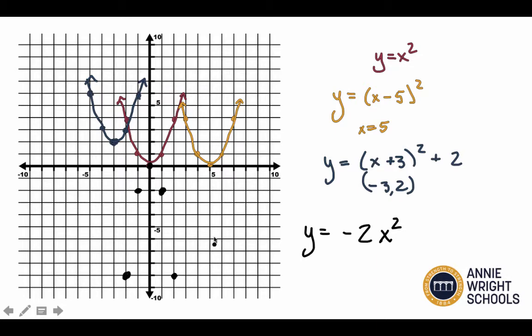Now why am I going down 8? Over 2, square that, that's 4. Take 4, multiply by negative 2, and you get negative 8. And you get this vertical stretch. This is a different shape altogether.